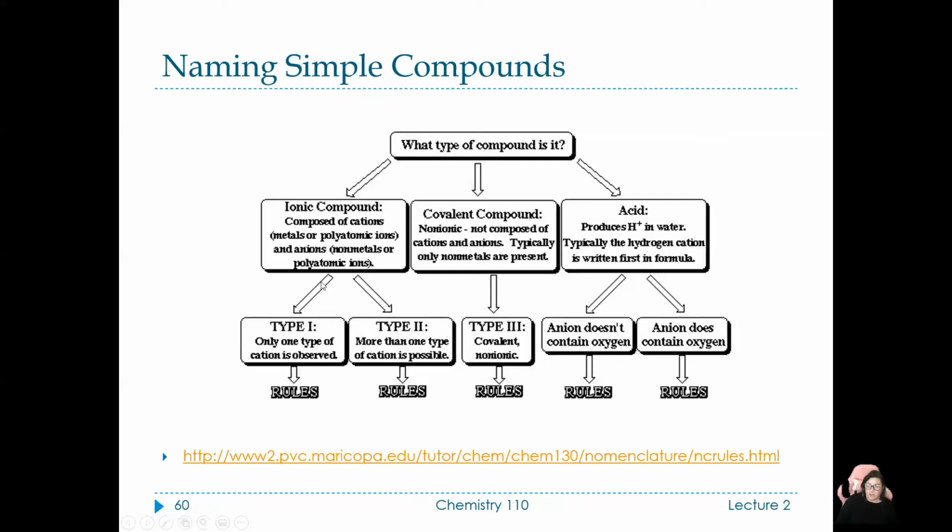Now, type 1, for the ionics, only one type of cation is observed, and so we have the rules that we had before. Type 2, there's more than one type of cation possible. All right. Type 3 is the covalent, non-ionic. And we talk about that with the systematic naming, right? This is the one where we don't have any numbers associated with it. This is the one where we have the Roman numerals associated with that particular metal, okay?